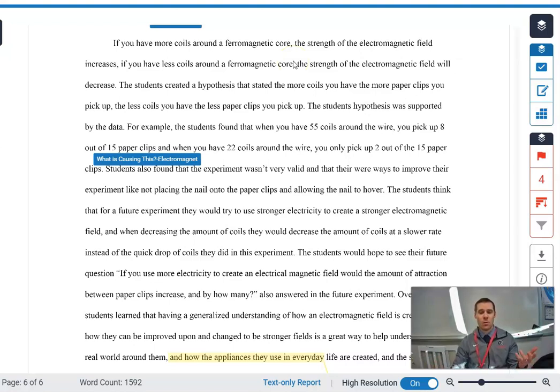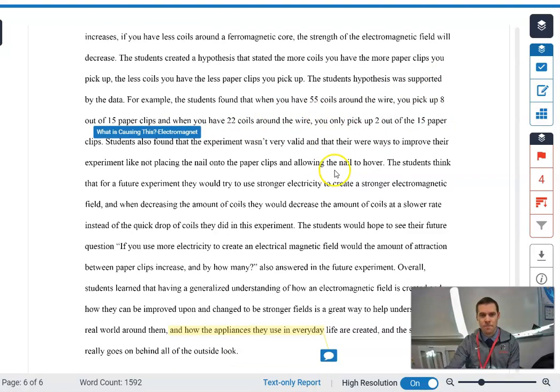So you have your independent variable being the amount of loops around that core, and the dependent variable, what we're measuring, is the amount of paper clips that we can pick up. So the hypothesis, that's their prediction. They think that with more loops you would pick up more paper clips and vice versa. The hypothesis was supported. For example, they give you multiple sets of data, at least 3 sets of data.